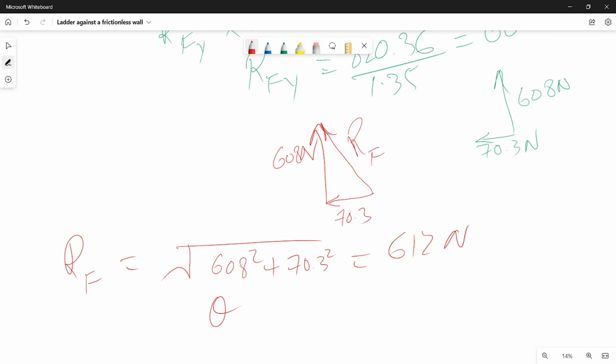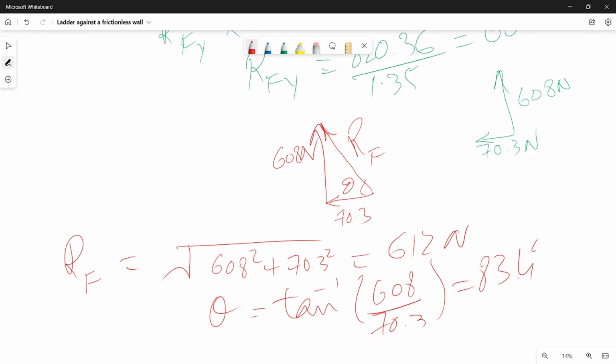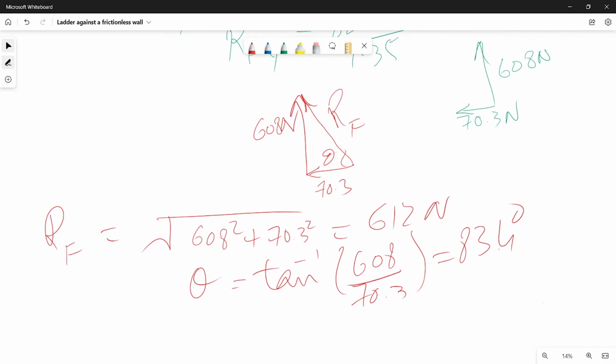And the angle theta, if I see, that is tangent inverse of 608 divided by 70.3, and it comes out to be 83.4 degrees. So we understand that our reaction from the floor is 612 Newton, and it is at an angle of 83.4 degrees.